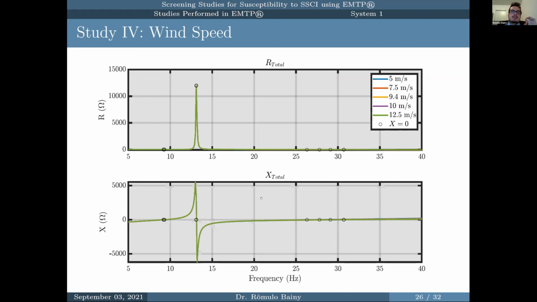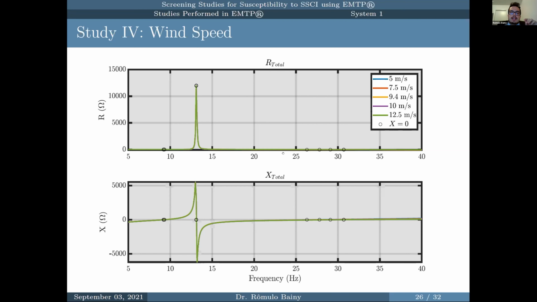So let's check the frequency response. On top, again, we have our total resistance. On the bottom, we have our reactance. And again, the circles here are our resonance frequencies, where we have the crossover of the reactance from either the negative or the positive to either the negative or positive side of the graph. You can see that of all the lines here, we can basically see just the green line, which is for 12.5 meters per second, because all these main responses are really close together.